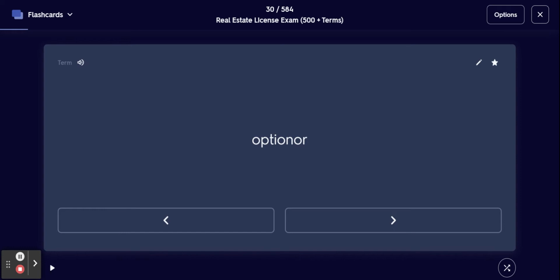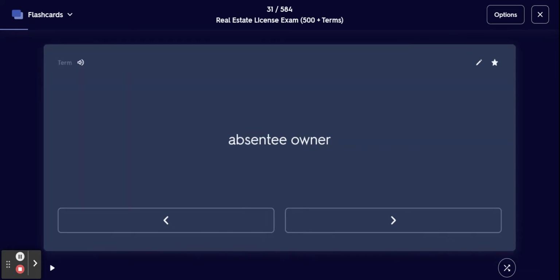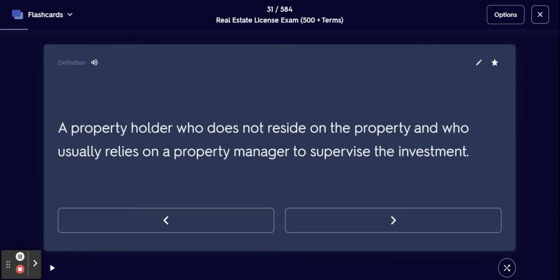Optioner. The party who gives an option and receives a consideration. Absentee owner. A property holder who does not reside on the property and who usually relies on a property manager to supervise the investment.